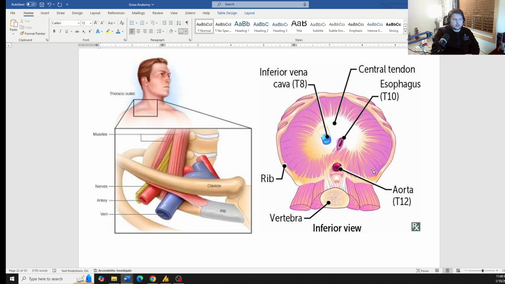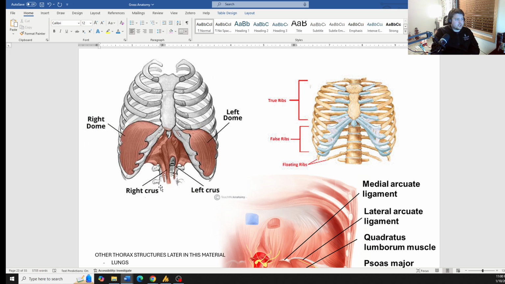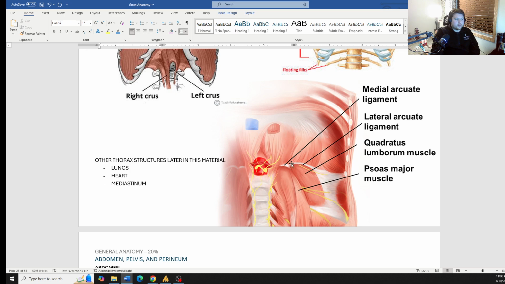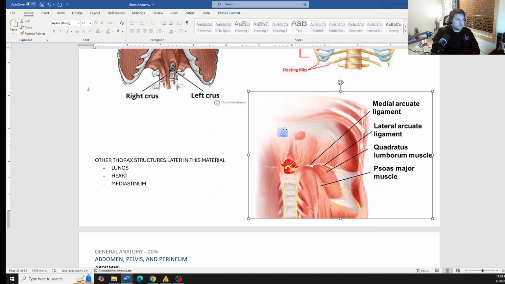There's that inlet. There's those structures coming out through the diaphragm. Here are the domes, the crura, the true ribs, false ribs, floating ribs, and more of those ligaments and how they connect in.